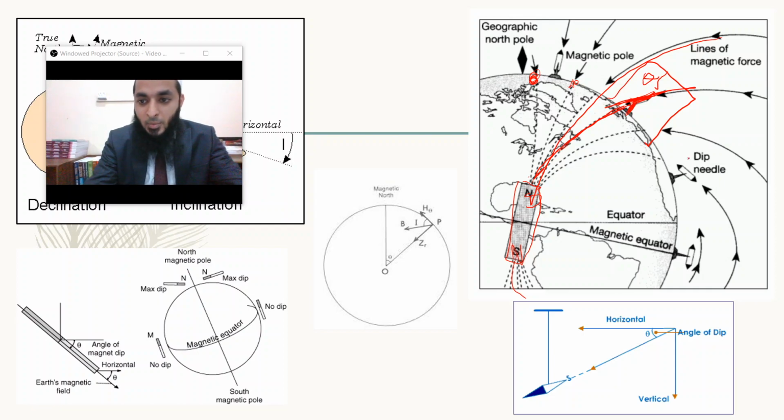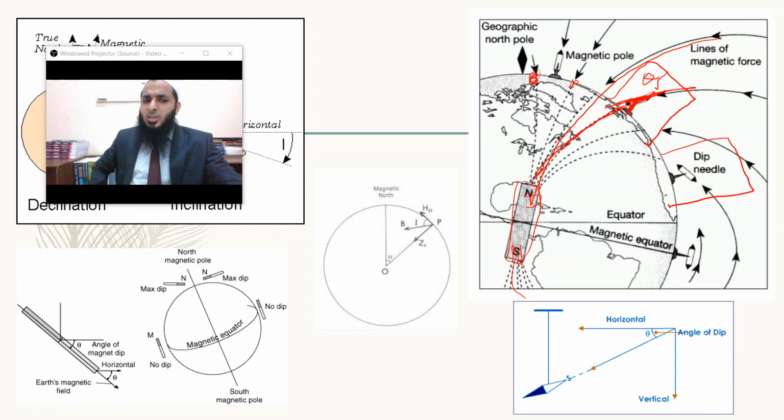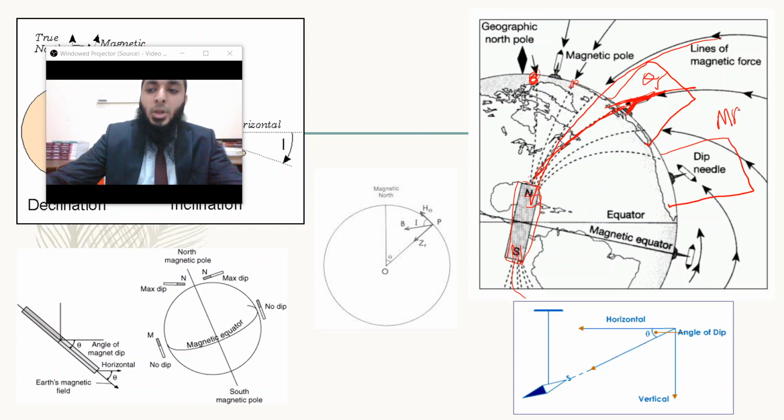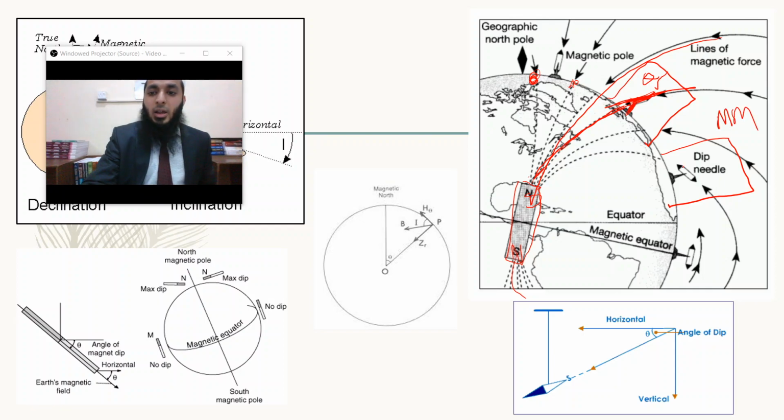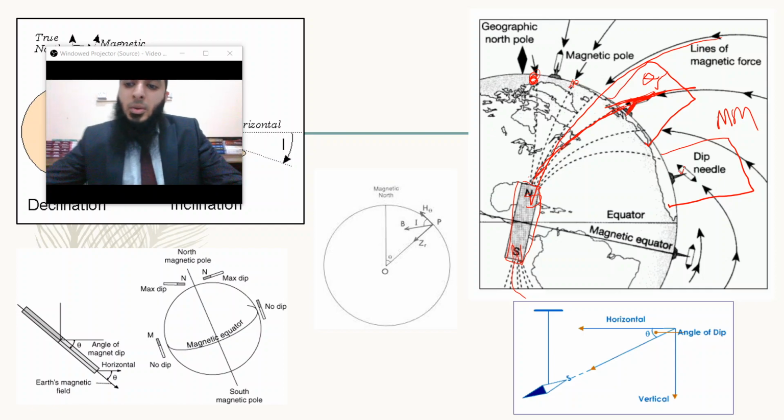Let's take here. This is the vertical plane. By the way, what is the name of this vertical plane? Yes, it's the magnetic meridian. So in the magnetic meridian, this needle is orienting in this direction. Okay, so what is the angle of dip here? This is the angle of dip.